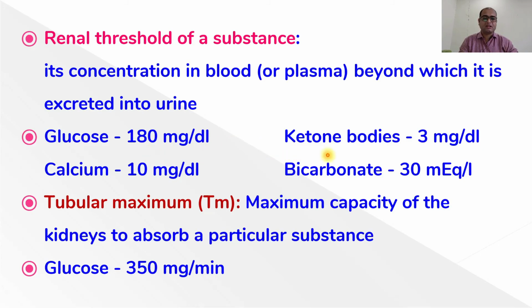For ketone bodies, it is around 3 milligram per deciliter. For calcium, it is around 10 milligram per deciliter. For bicarbonate, it is 30 milliequivalent per liter.